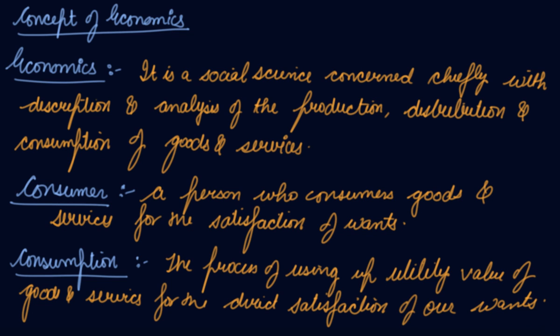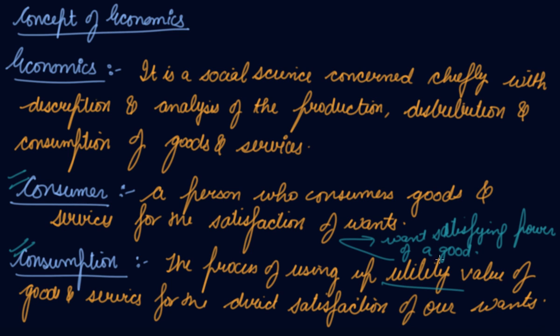See, suppose you want to eat a chocolate, you go to a shopkeeper, you buy a chocolate. In that case, you are a consumer. But when you eat that chocolate and you get satisfied, you derive some utility out of it, that is your consumption process. So utility is the want satisfying power of a good. While you consume the good, you are being satisfied.